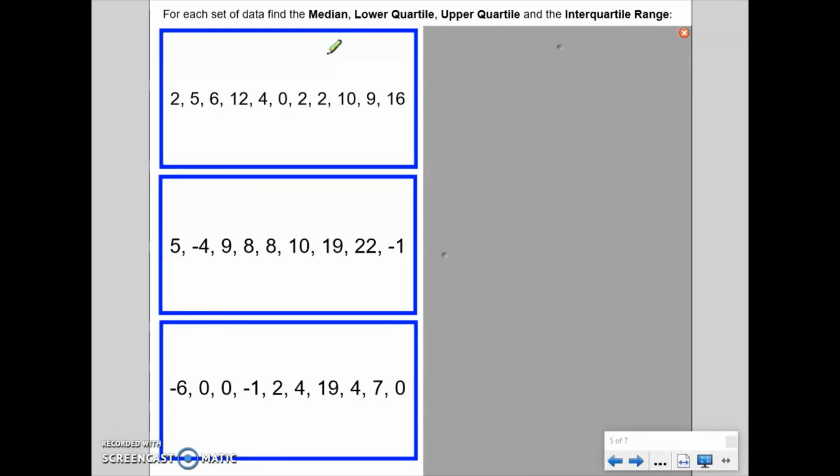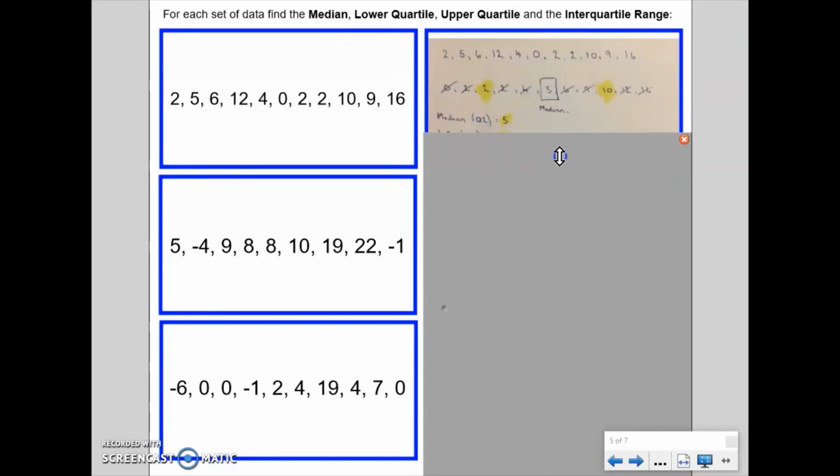Okay, welcome back. I'll just talk you through a few of my solutions. So my first answer looks like this. I took the data set and wrote it in order from smallest to biggest. I found my middle number, which was my median of 5.